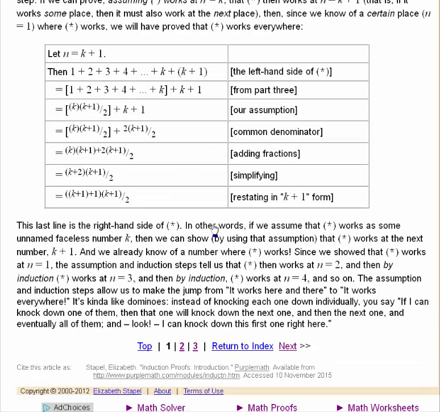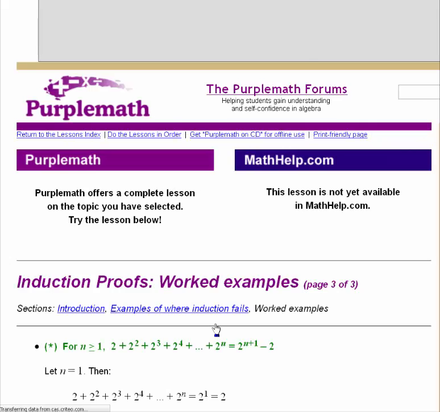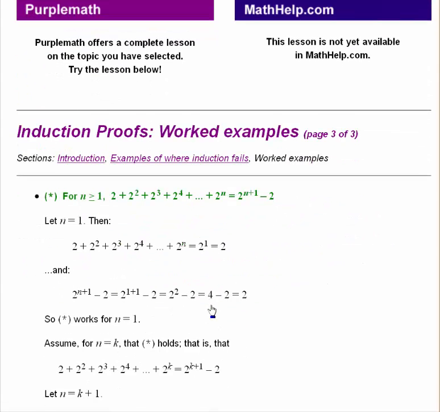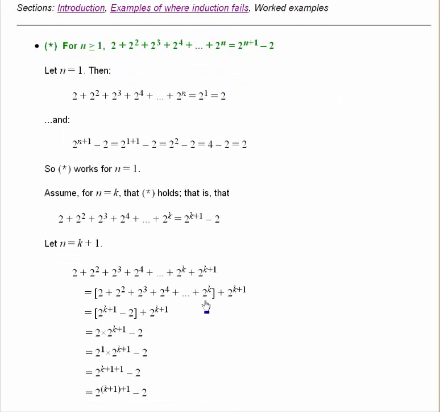Now that's just one example. I'm going to skip to page 3. You can read page 2. I think page 3 is more useful. Here's some more examples where the procedure is worked out. So here's an example where we want to prove this statement. Prove that if n is bigger than or equal to 1, 2 plus 2 squared plus 2 cubed plus 2 to the 4th, and so on, plus 2 to the nth equals 2 to the n plus 2 minus 2.